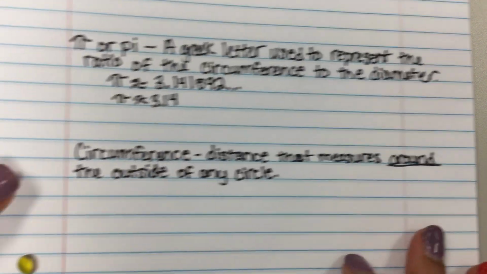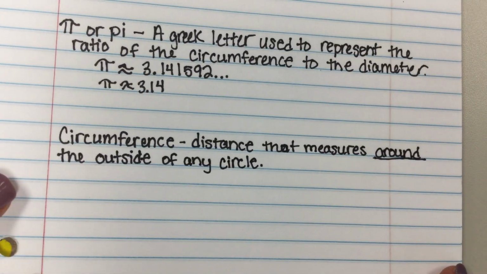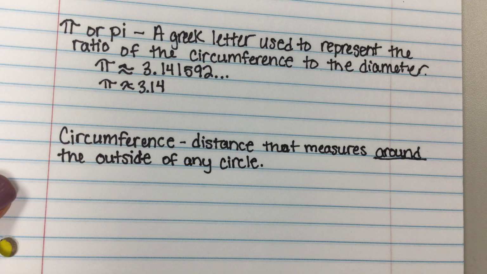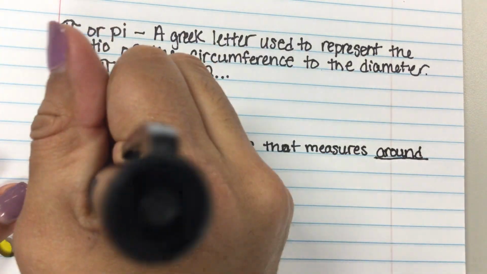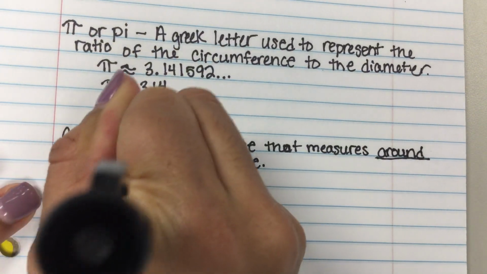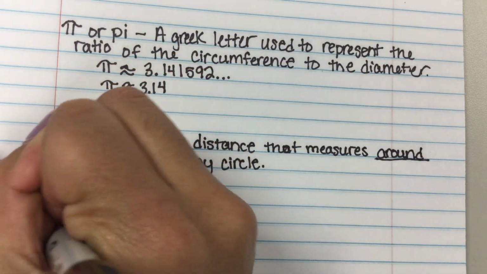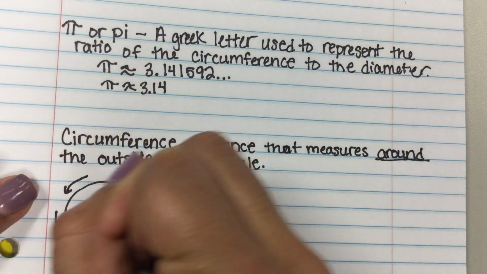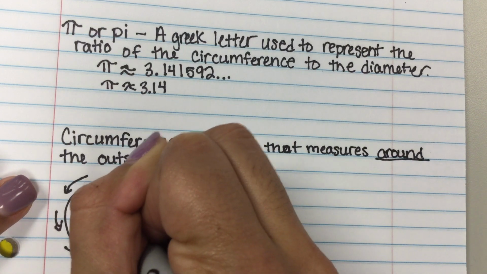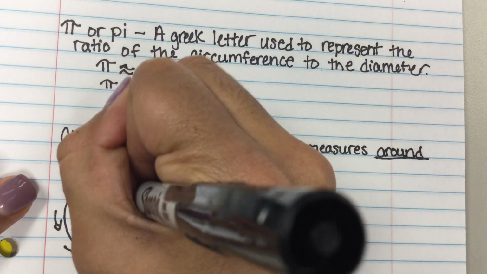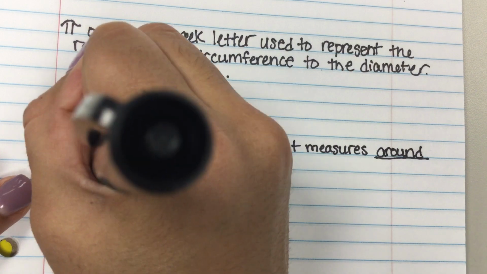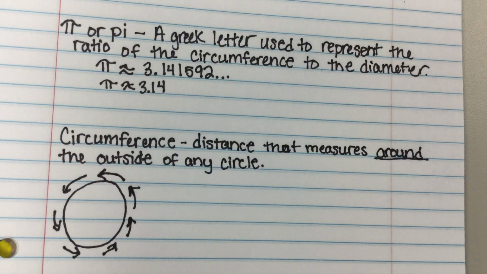Again, I'll draw a picture of this. The distance that measures around the outside of any circle. Here's our circle, and we're just measuring around the outside. In class, I was singing a song: around the outside, circumference measures around the outside.